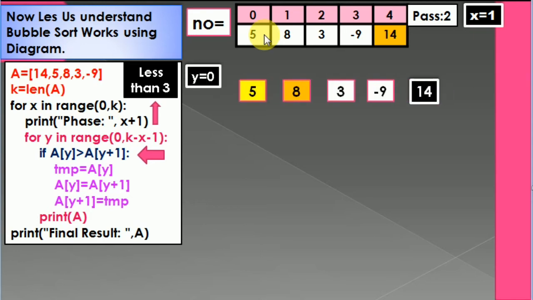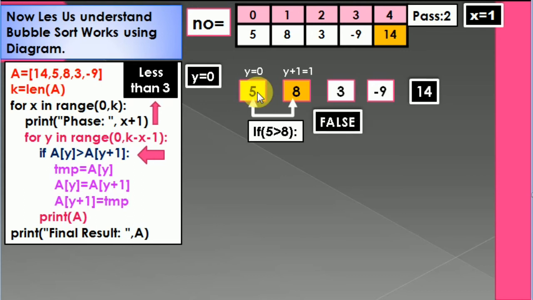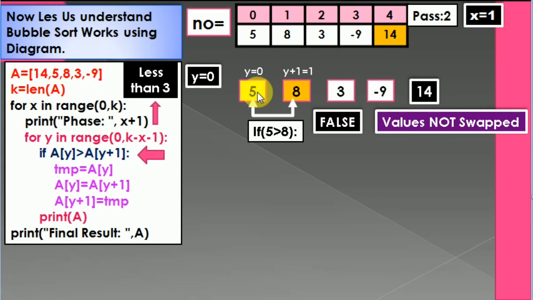So if the value of y is 0, that means we have to check inside the inner loop whether a of y is greater than a of y plus 1. It means if y is sitting at 0, y plus 1 is going to be at 1. What is the condition? Is 5 greater than 8? It's false. Values not swapped. They remain as they are, because it is not going to enter inside the if, because the condition is false.